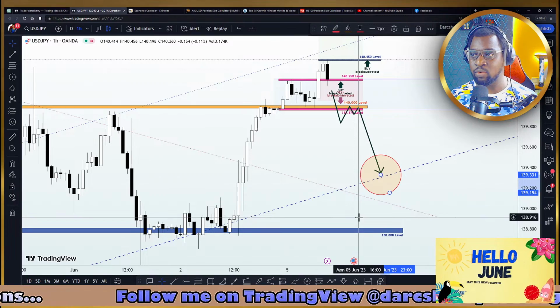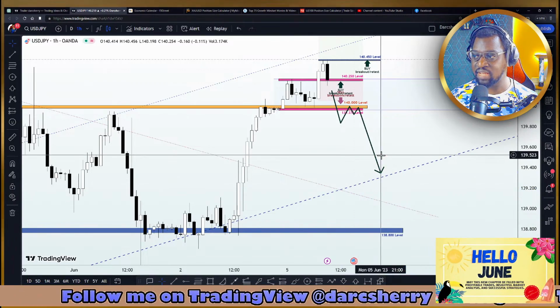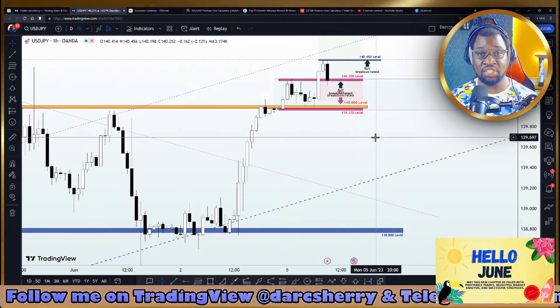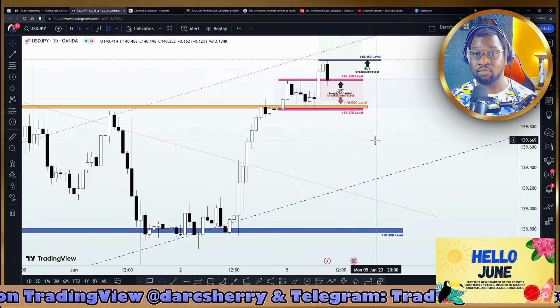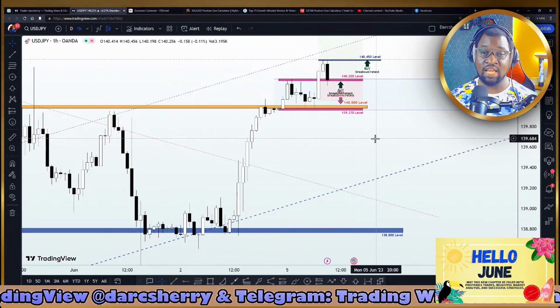So let's keep this in mind while we continue to monitor price action here. We still remain bullish unless we have a breakdown and retest of the 140 level that will change the bias from bullish to bearish.